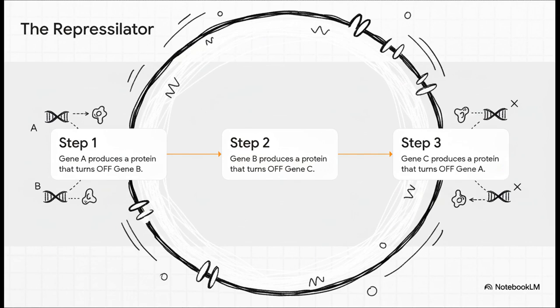Check out this loop. Gene A makes a protein that shuts down gene B. Simple enough. But with gene B turned off, it can't make its protein, which was supposed to shut down gene C. So what happens? Gene C turns on. Then gene C's protein goes and shuts down gene A, and the whole cycle starts over. A turns off B, which lets C turn on, which turns off A. It's this perfect self-sustaining loop that creates a predictable pulse inside a living cell. It's literally programming with DNA.